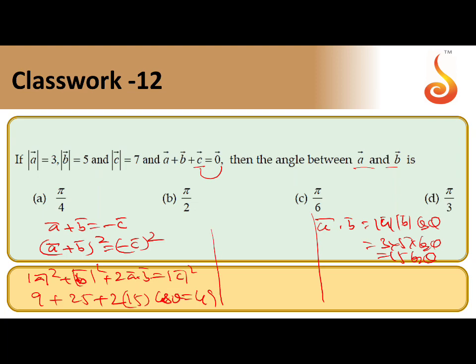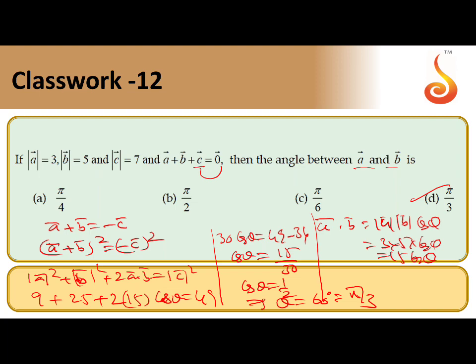Understand this one. After simplification, 9 plus 25 is 34. Bring 34 to this side. So 30 cos theta equal to 49 minus 34. So cos theta equal to 15 by 30. So cos theta equal to 1 by 2. This implies theta equal to 60 degrees, that is pi by 3. So which option is matching? Option D is matching.